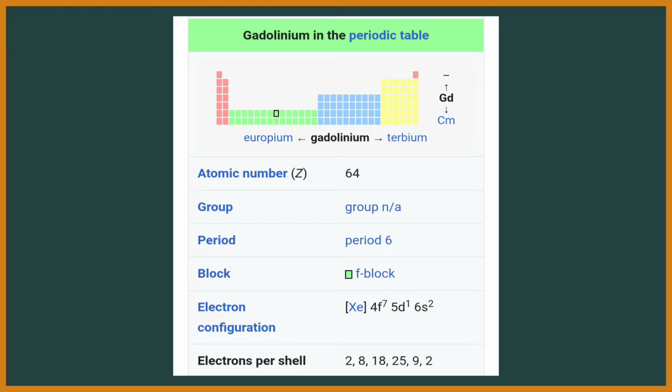Gadolinium in the periodic table. So again, its atomic number is 64 and it belongs to group n/a with period 6 and block F. Electron configuration of xenon 4f to the power of 7, 5d to the power of 1, and 6s to the power of 2, with electrons per shell 2, 8, 18, 25, 9, and 2.